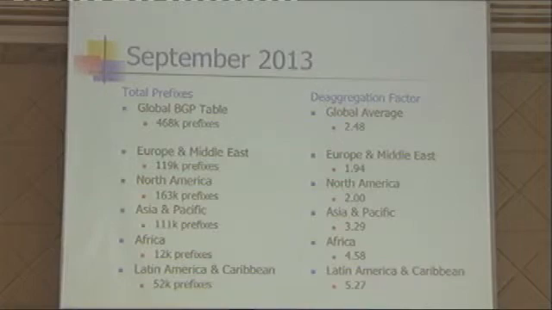That's very common. For all the training and everything else we do, operators don't get that announcing a covering aggregate is probably the better thing to be doing. So it has an impact on the BGP table. Even though the biggest announcements are not from these three regions, they have a bigger impact than the other two.